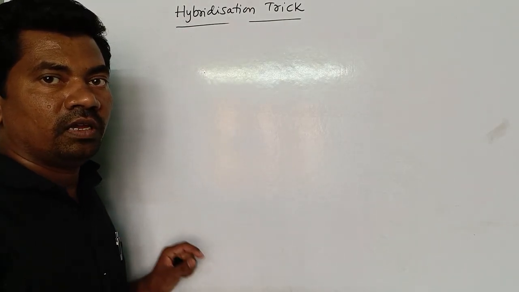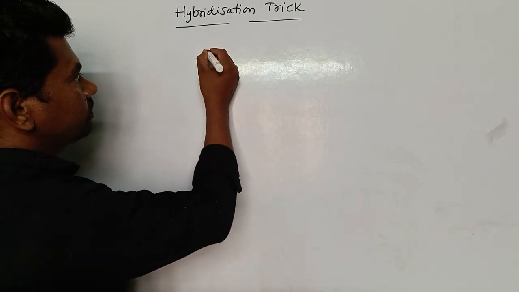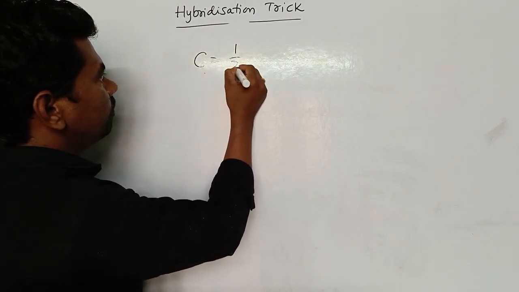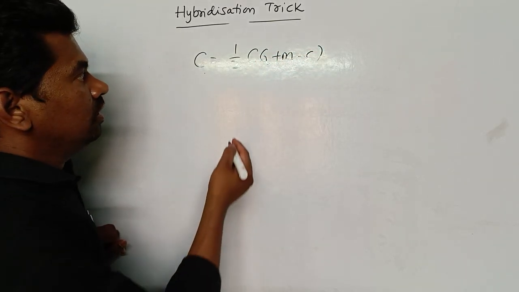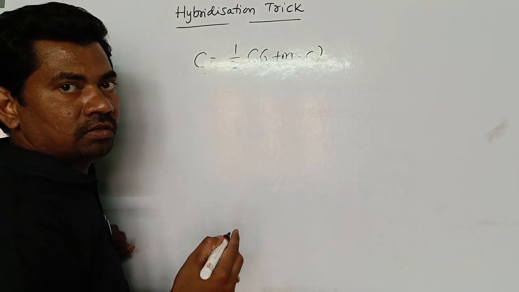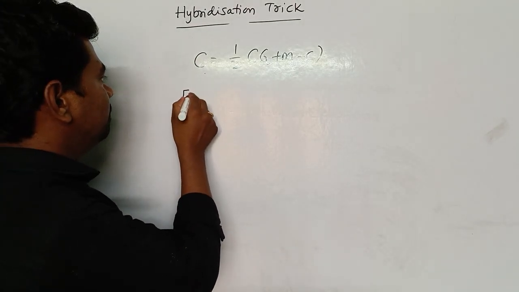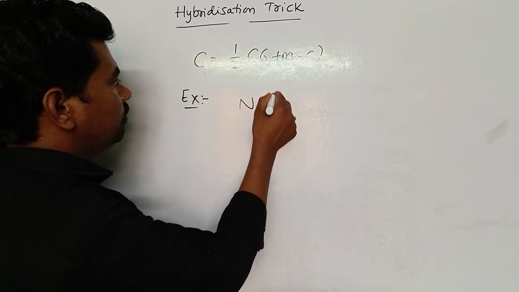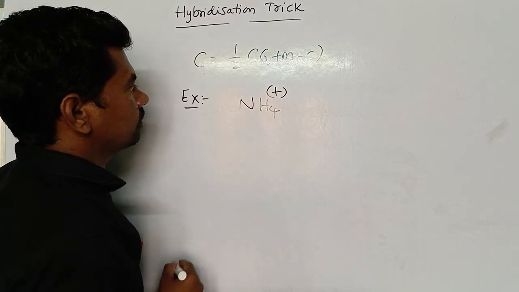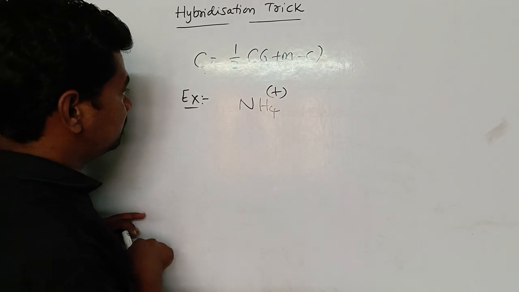Similarly, we can find out hybridization for cations as well as anions. For a cation, H is equal to 1 by 2 (G plus M minus C), where C is the charge present on the cation. Okay, we should subtract it. For example, NH4 plus. In this molecule, what hybridization is present?